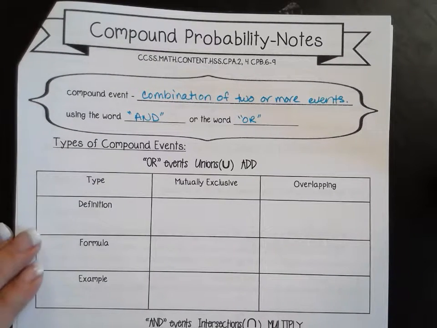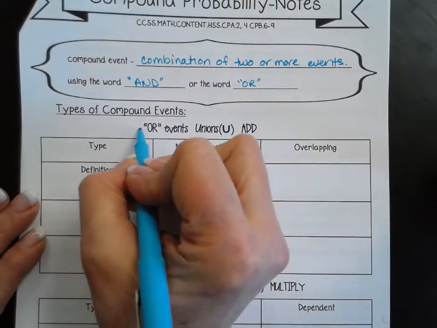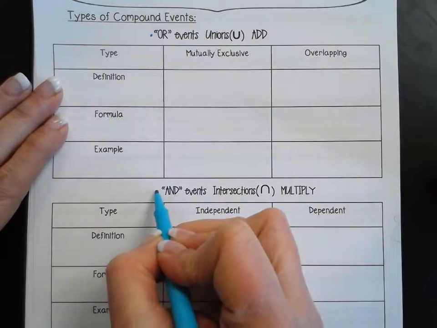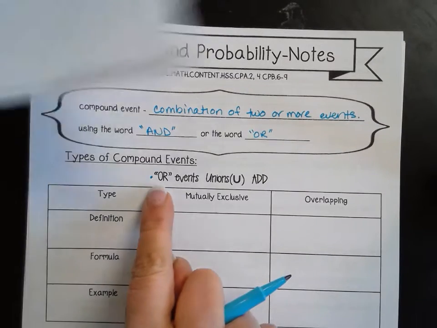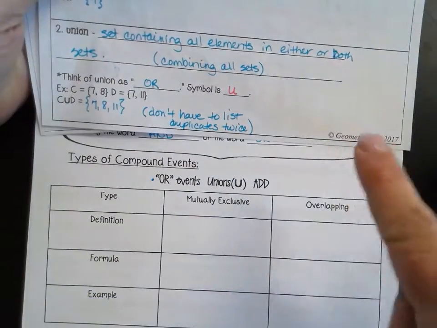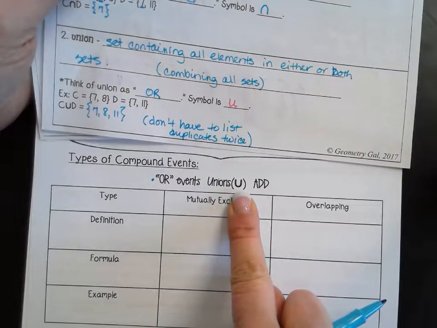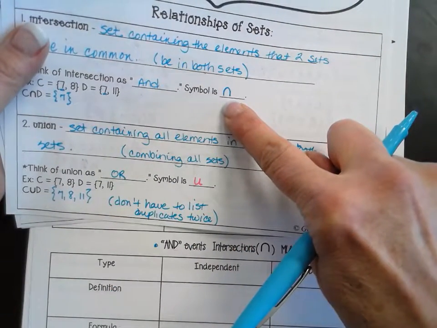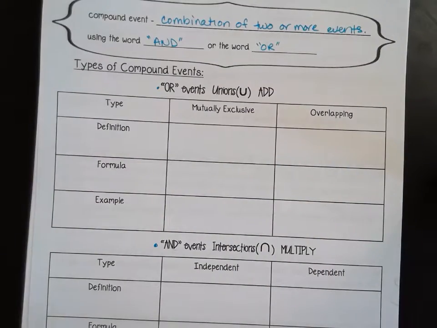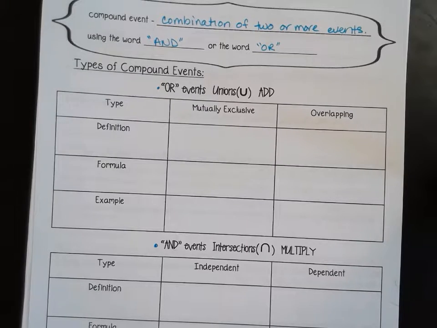Because there's two types of events. You've got your or events, and then you have your and events, okay? And just like when we were talking in the set theory, our or events use the U symbol, and our and events use the upside down U symbol. Okay, so still going to mean kind of the same thing.